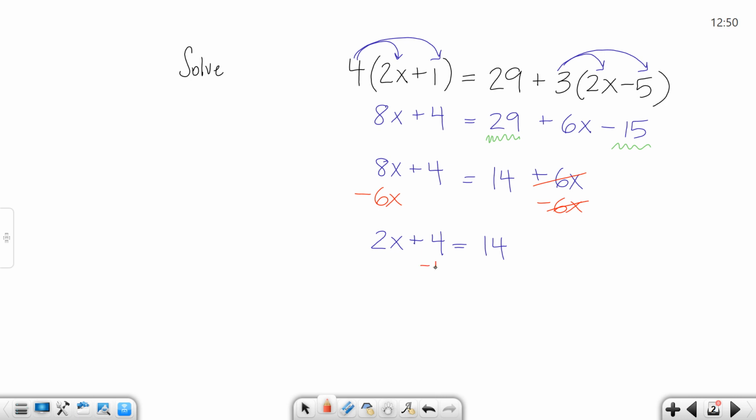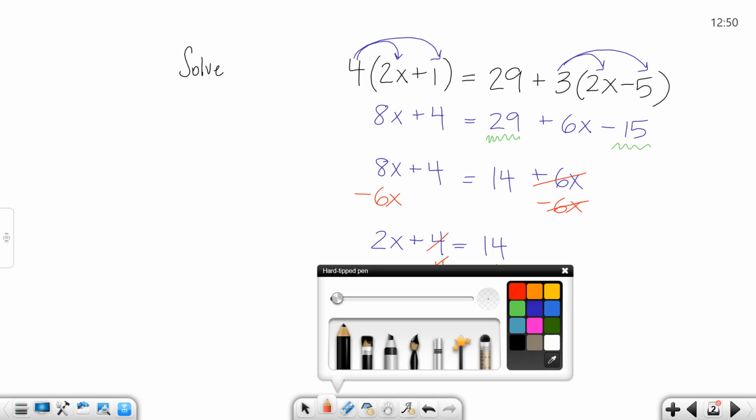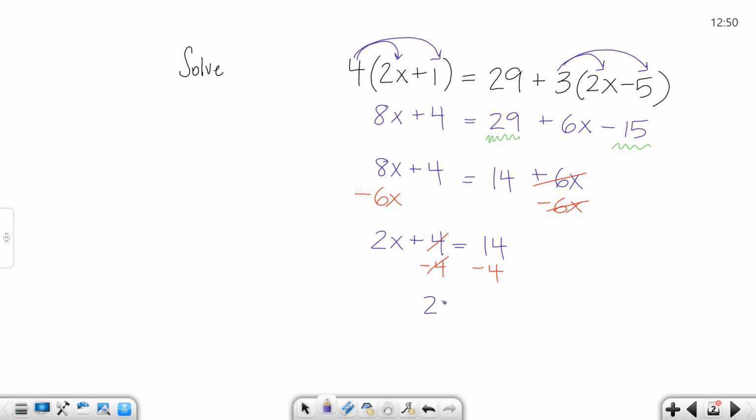From there, of course, I'll move the 4, and 2x would equal 10. Divide both sides by 2, and finally we'll have our answer, x equals 5. That's how it would look.